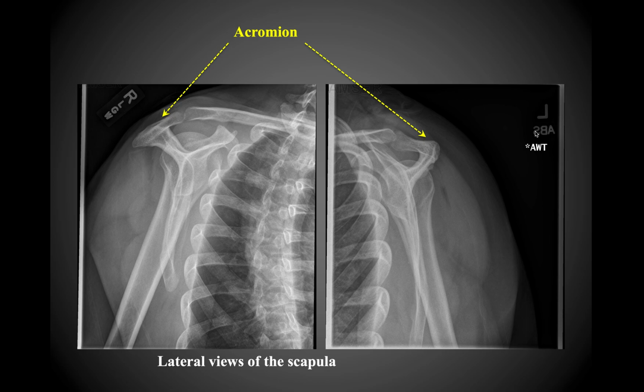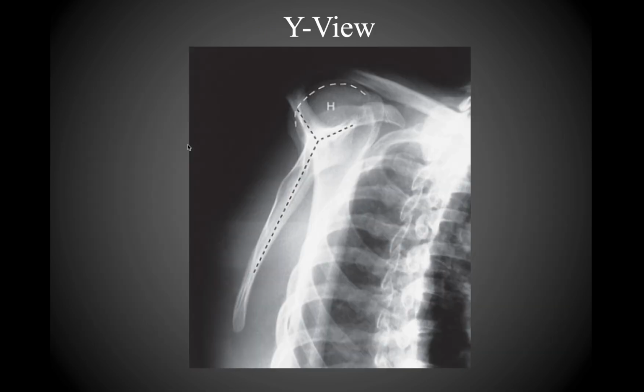So here we have two views of the right and left shoulder. You can see the right view over here, left view over here. And again, you can note the Y-shaped structure formed by the acromion and the coracoid process on each side, and then you'll note the way that the humeral head usually sits approximately within the Y of the scapula. So if it's located outside of that Y, that usually is indicative of a scapular or glenohumeral dislocation.